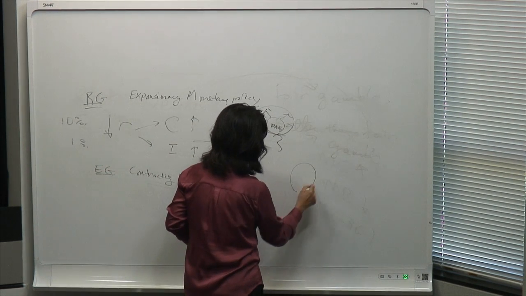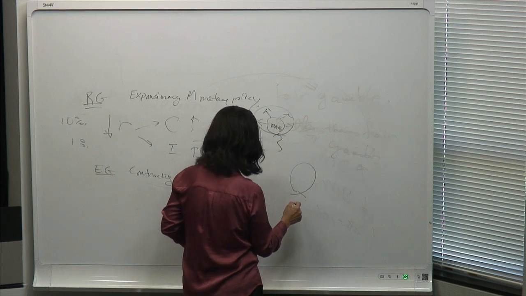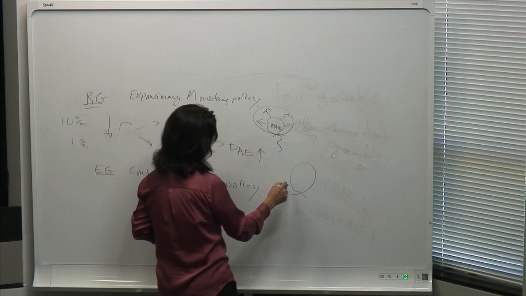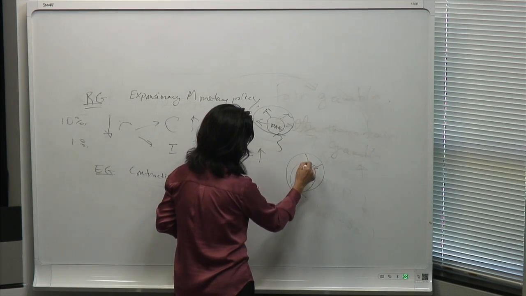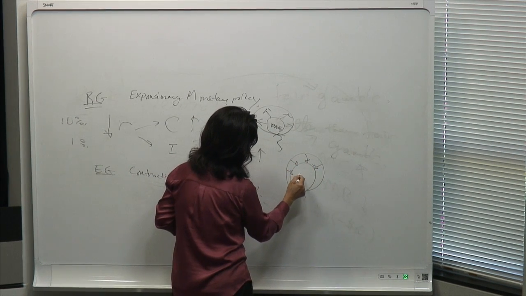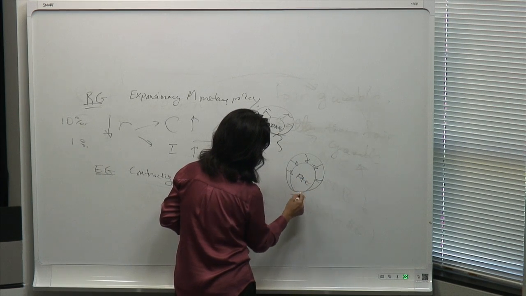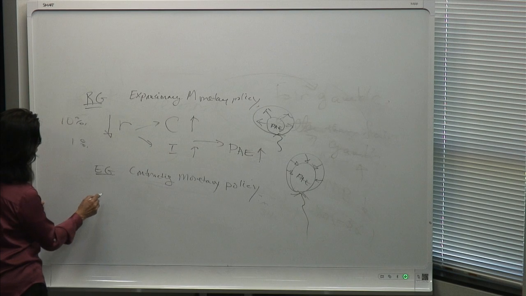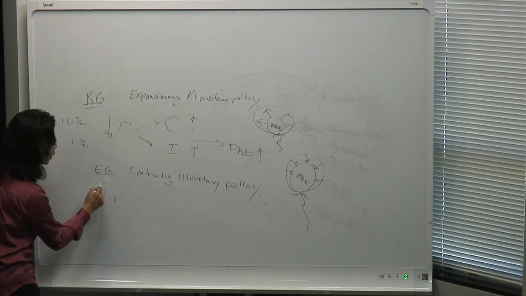What happened? This balloon is not big enough, isn't it? What do we want to do? We want to do the contractionary. Okay, the other way. It's too big, so you want to make PAE smaller. PAE is like a balloon. So then, in this case, you want to raise.